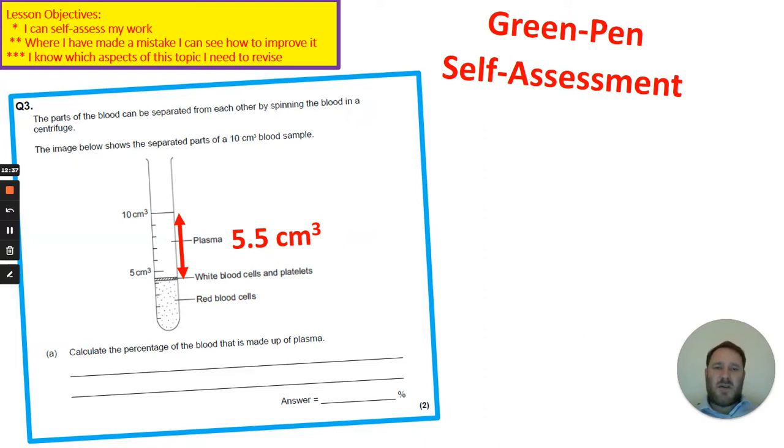And that's where we start in our equation. We say 5.5 divided by the 10, and then we turn it into a percentage by multiplying by 100. And we get 55% to get you 2 marks.